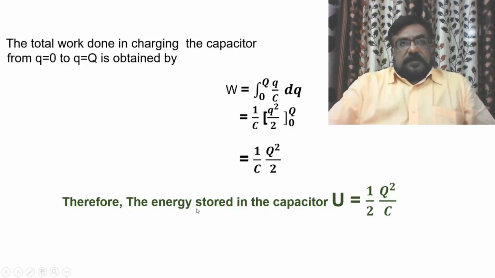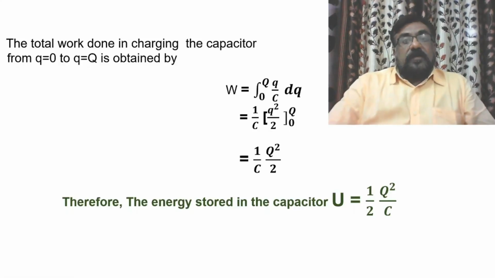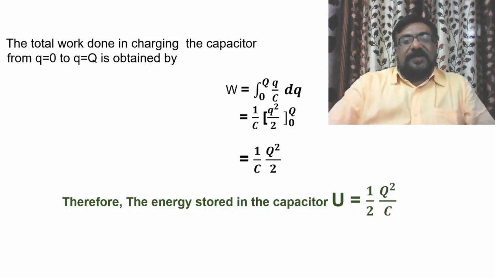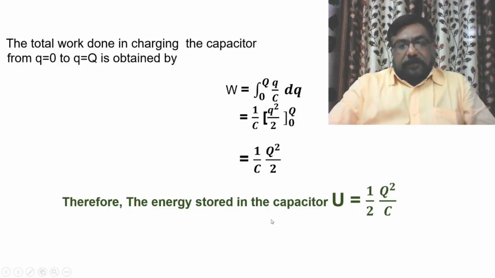So this much work done by the agent in charging the capacitor is stored in the capacitor as its energy. Therefore, this work done is equal to energy of that capacitor. Therefore, energy of that capacitor is U is equal to half Q square by C.